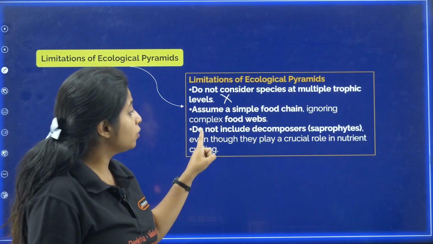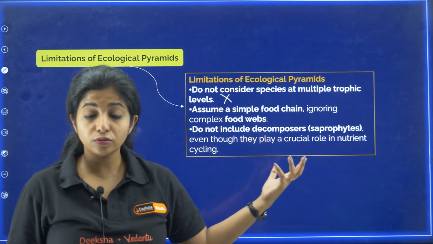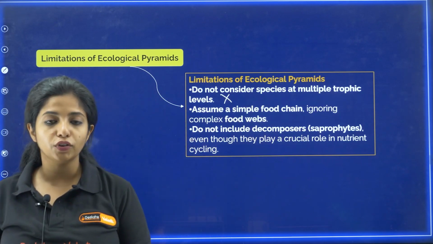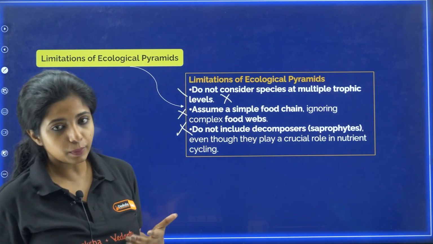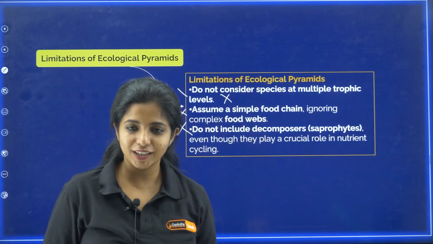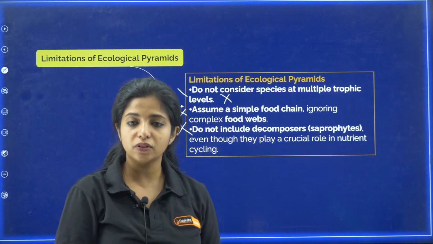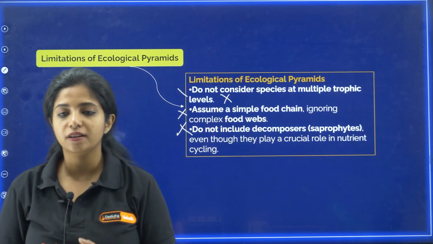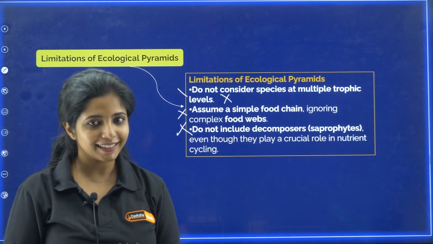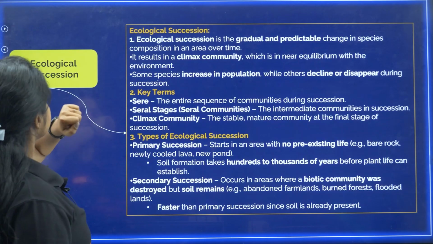Apart from that, they do not include decomposers, even though decomposers play a very crucial role in nutrient cycling. That is also not included, which is why these are big limitations of ecological pyramids. They do not consider species at multiple trophic levels, assume a simple food chain ignoring complex food webs, and do not include decomposers as well. Sad thing, right?